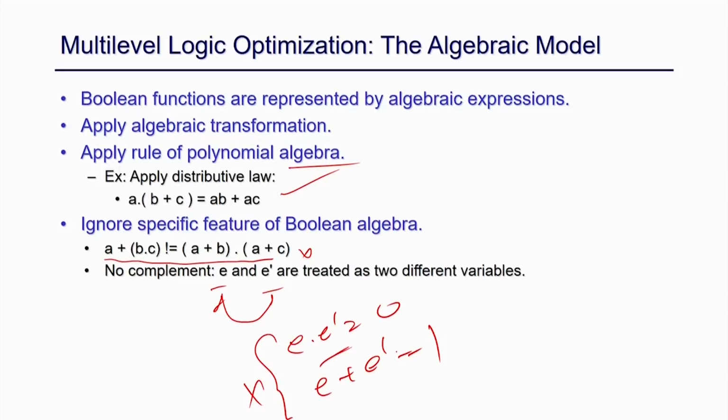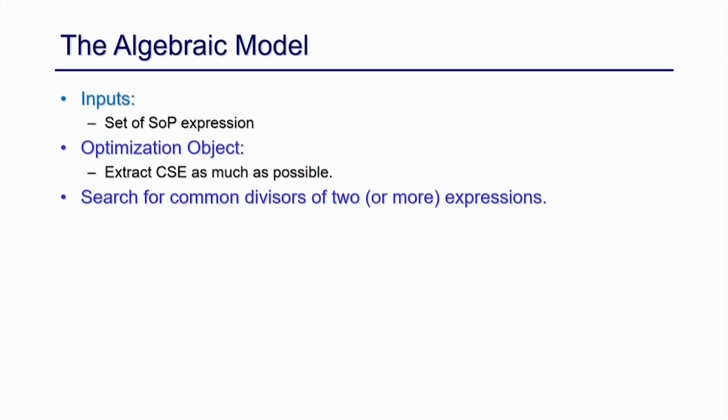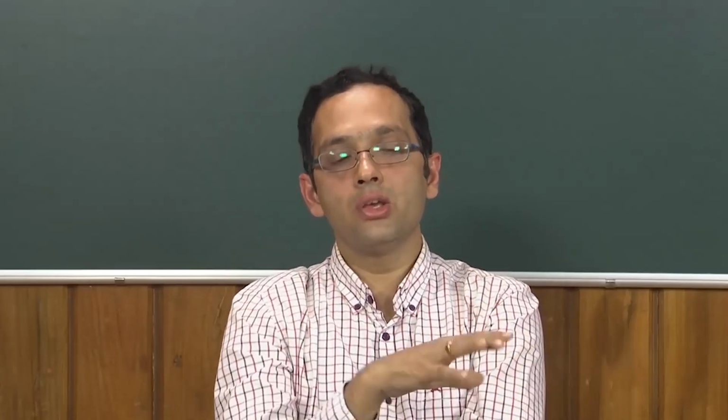So, these are the kinds of restrictions, but if we just assume all these expressions are algebraic expressions, then we can use the properties of algebraic expressions and do some simplifications. The basic idea is that we have set up the sum of product expressions, and then we want to find as many common sub expressions as possible between these expressions, using the algebraic model. And now the question is where to search for this common sub expression. This is done using the division algorithm, so the common divisor of two expressions.